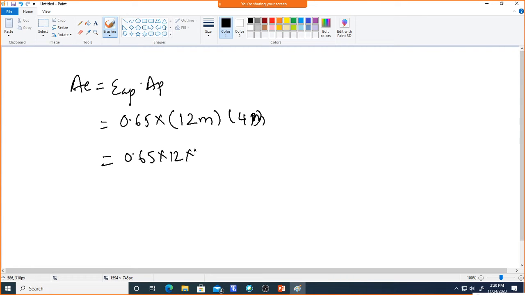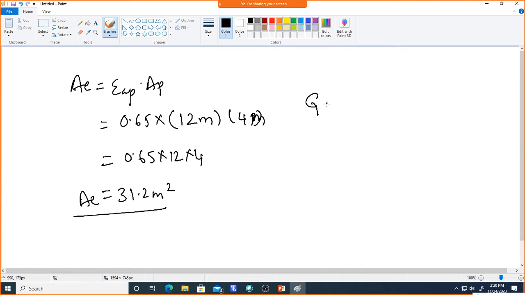So what is the value of the effective aperture? 31.2 square meter. So this is the effective aperture. Now by using the effective aperture, how can we calculate the gain?